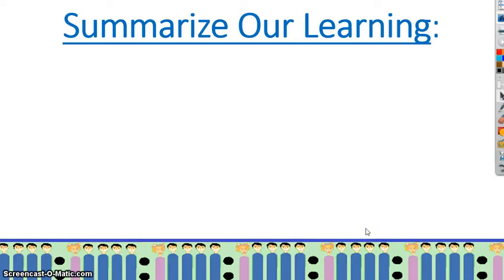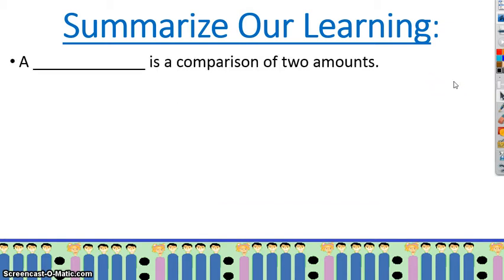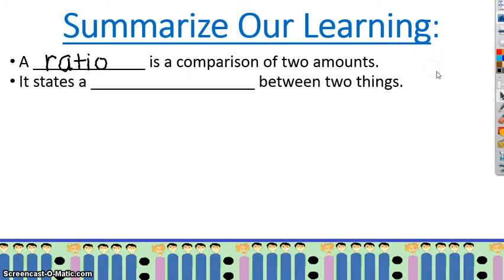Hello students, let's summarize what we've learned in Lesson 1 on writing, reducing, and expanding ratios. A blank is a comparison of two amounts. We've learned that a ratio is a comparison of two amounts. Remember, it just describes a relationship between two things. It states a blank between two things. It states a relationship.